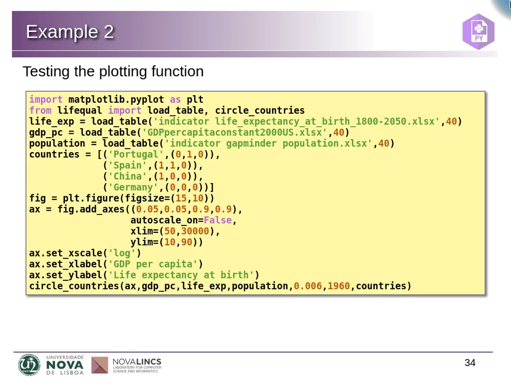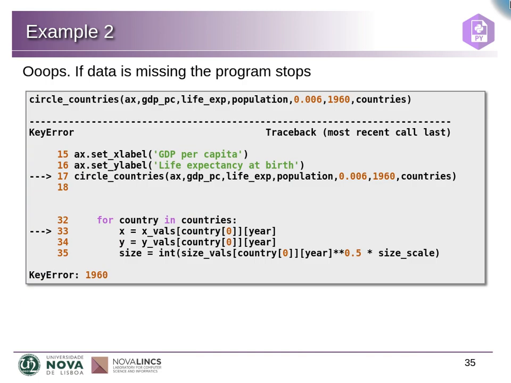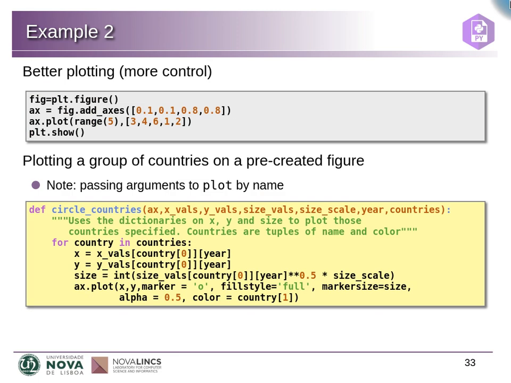And now we load the 3 different Excel files into those dictionaries using the load table function. We set up the color of the countries. We create a figure of this size. And now we're going to create those axes where the plot is going to be drawn. The reason why we don't do this here is because we don't know how the user, in this function, wants the plot to be made. If there are logarithmic scales, if there is a fixed size for the axis, something like that. So this can be done outside the function.